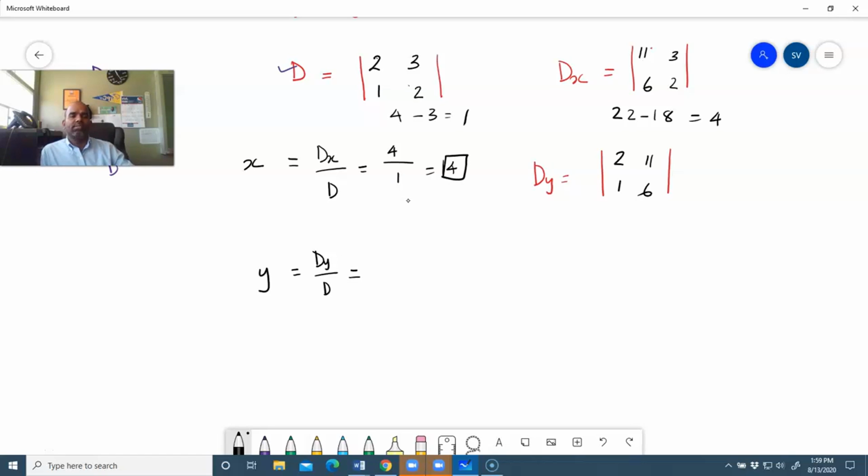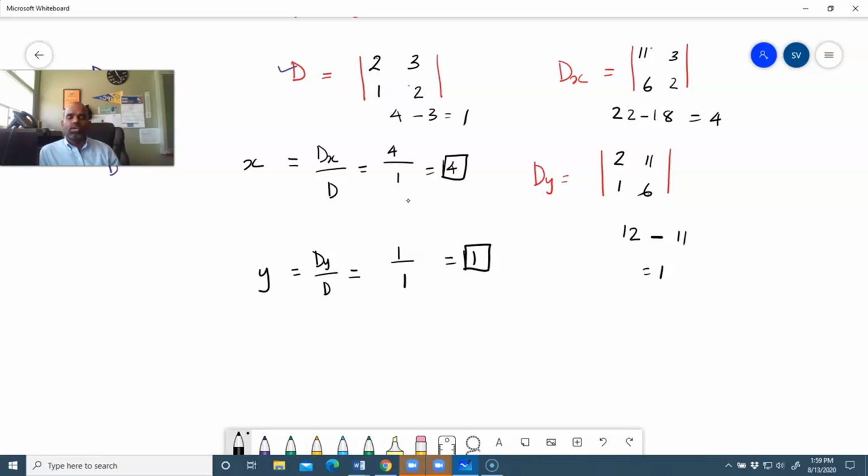And similarly, Dy. Dy is this one. 2 times 6 is 12, 12 minus 1 times 11 is 11, so the answer is 1. So y is Dy over D, D is 1, answer is 1. So you have your answers for Dx and Dy, and similarly for x and y. And this is what is called Cramer's rule.